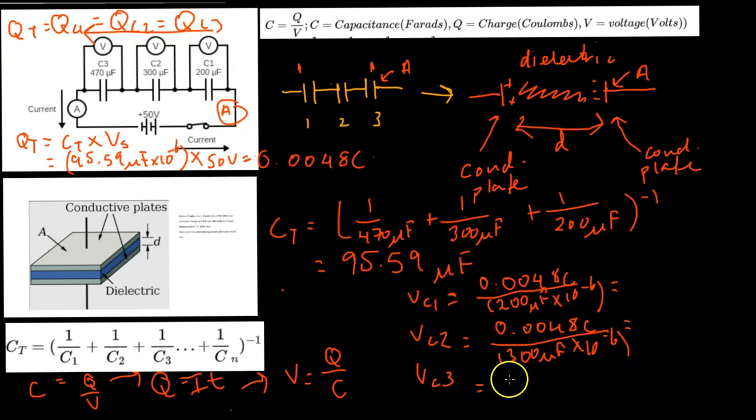Capacitor 3, likewise, is going to have the same charge, 0.0048 coulombs, over 470 times 10 to the negative 6. Let me fix that up a little bit. Okay, let's put all these in the calculator and let's see what we get.